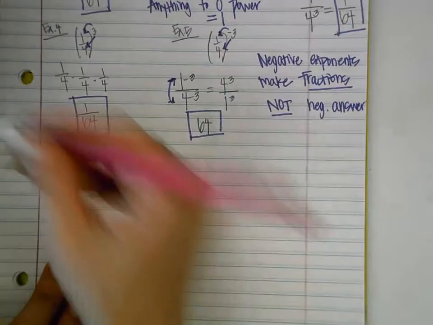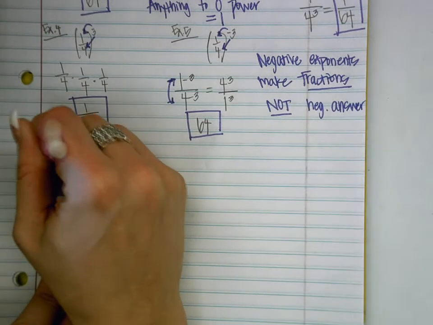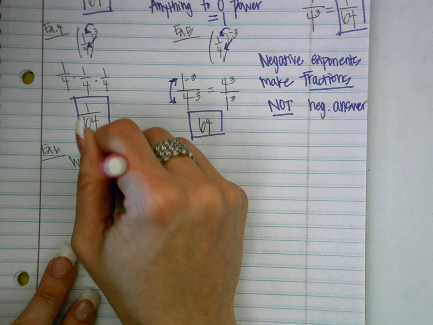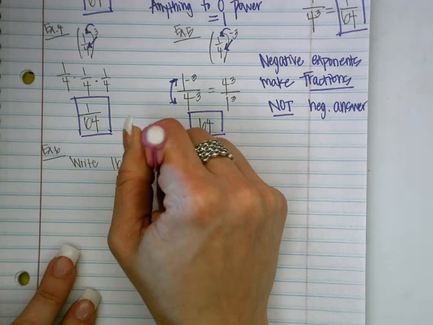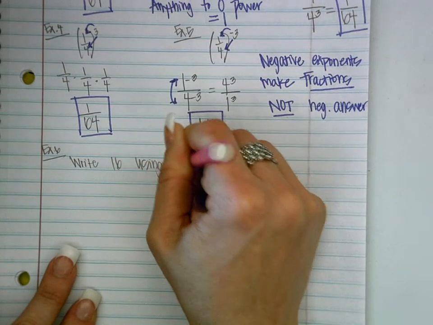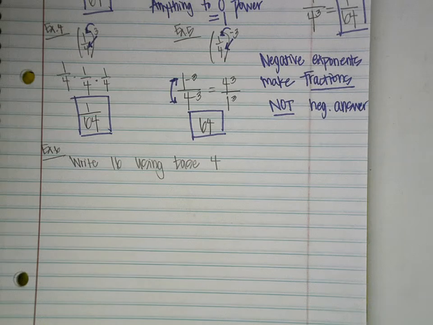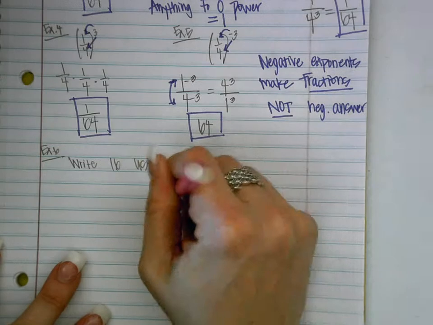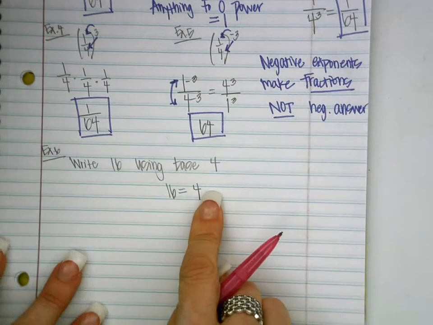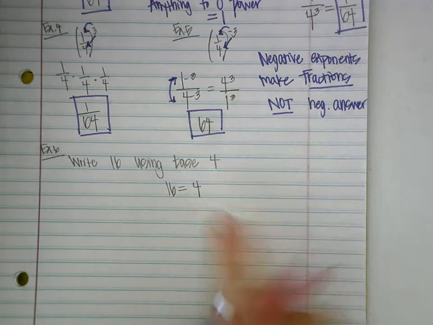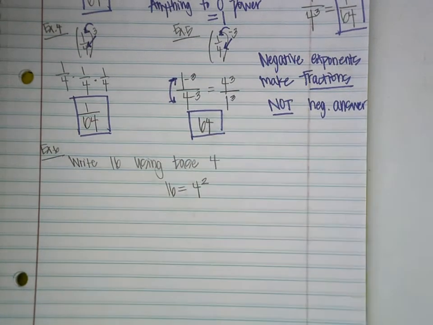Okay, next thing we're going to do is, for number 6, I would like you to write 16 using base 4. So we're going to talk a lot about bases and exponents. So basically, 16 is equal to 4 to what power? 4 to what power equals 16? 4 to the second. Okay, pretty simple.